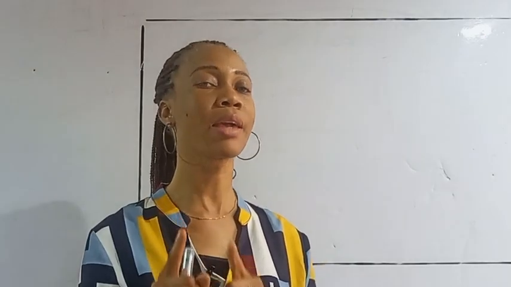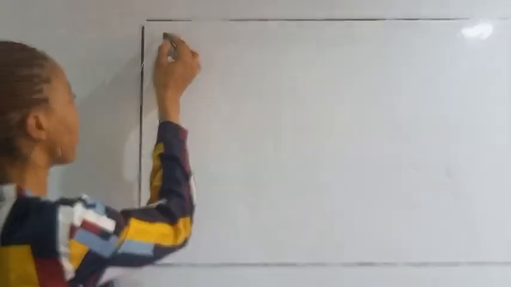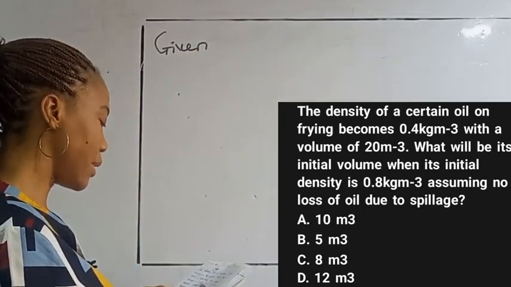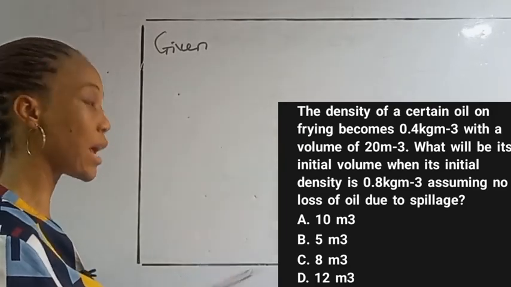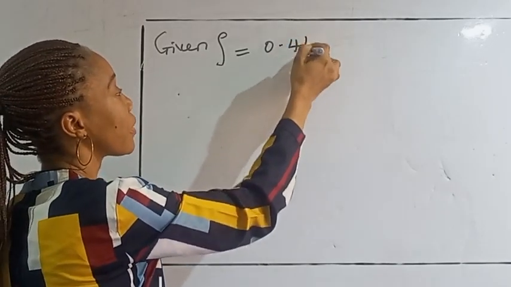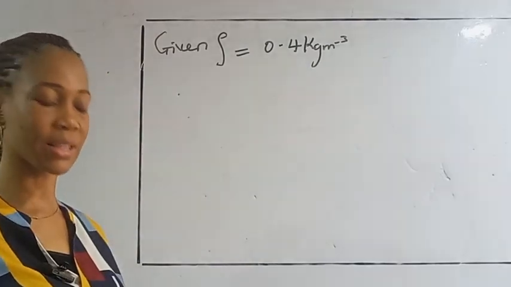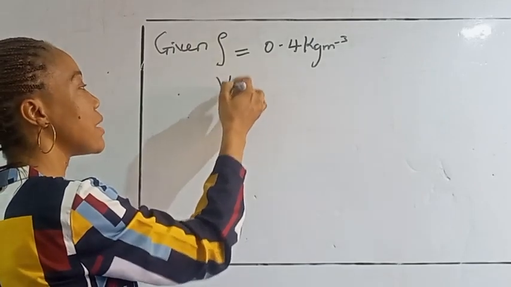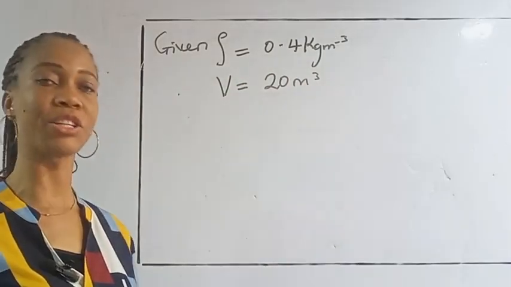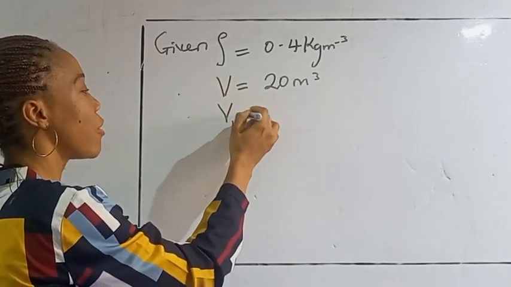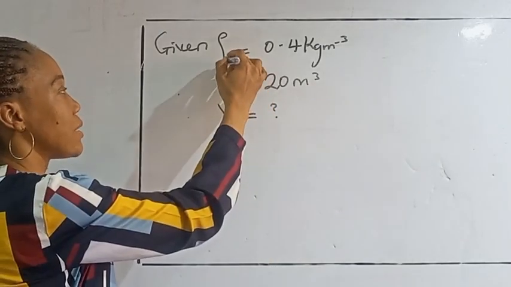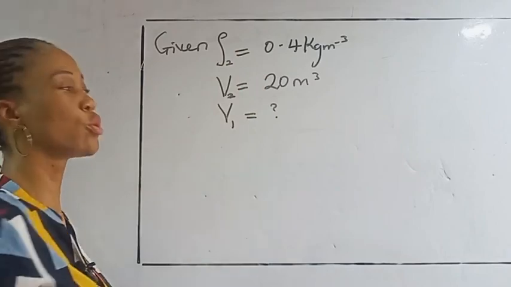To tackle any problem given, let's write out all the parameters we are given. From the question, we are given the density of a certain oil on frying becomes 0.4. It means density rho is 0.4 kg per meter cube. That's the density given with a volume. At this density, there is a volume of 20 meter cube. What will be its initial volume? If we are looking for initial volume, let's call the initial volume V1. It means that the other volume will be V2 and this density will be rho 2.